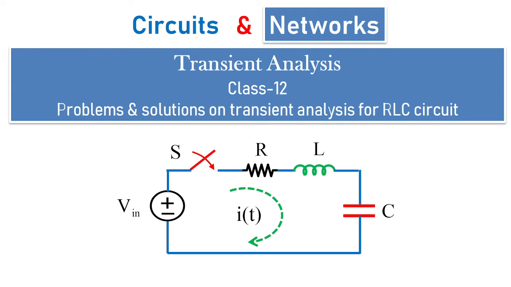In today's transient analysis class, that is class 12, we are going to see the basic problems which are involved with RLC circuit when the switch is open and the switch is closed. So these kind of problems we have already seen in our previous classes. Particularly here we are going to see the derivation as well as the solution of transient current for a given RLC circuit.